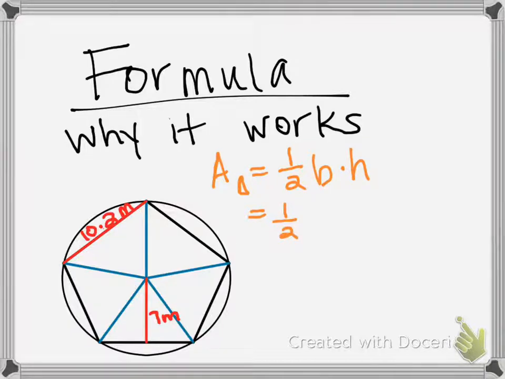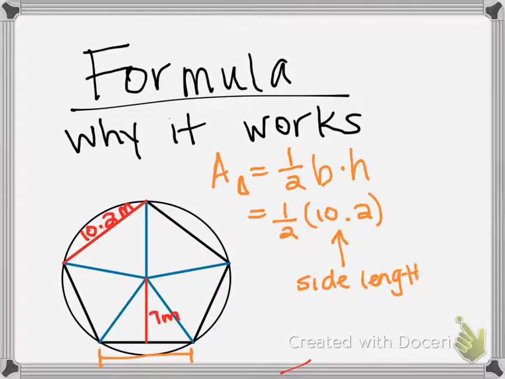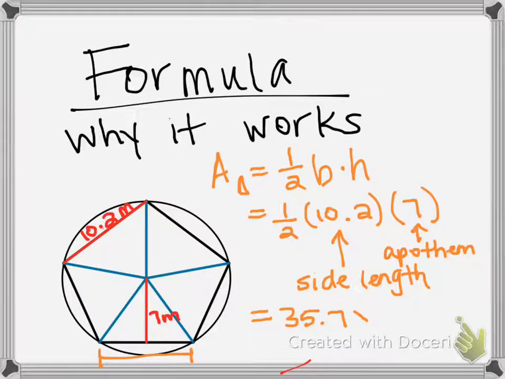I have to think about what the base is. Well, it's 10.2 because it's the same as the side length. So I can see that all the way around is 10.2, and even though they called it the base, it's a side length. Next, the height of the triangle, of that one triangle at the bottom, is 7. And notice that even though it's the height of the triangle, it's the apothem of my regular polygon. That brings us to a value of 35.7.